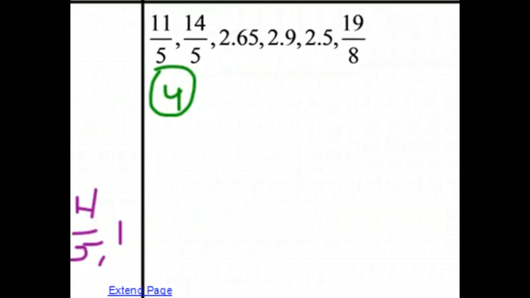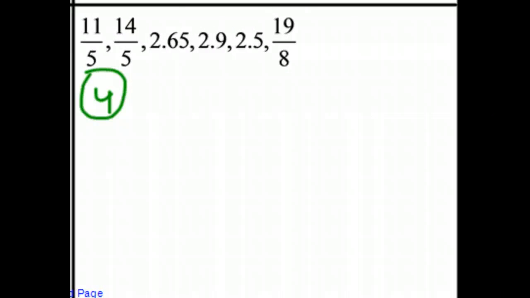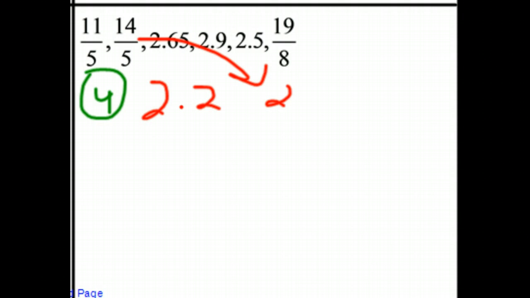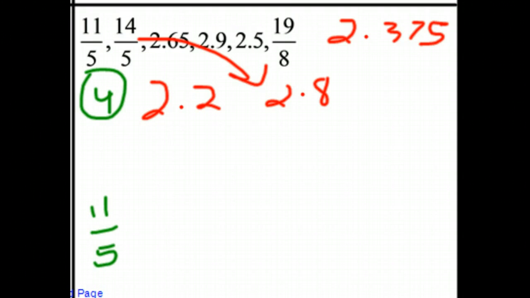Now finally for number 4, we don't have any integers here to order, just fractions and decimals, and you can convert them in whatever order you want to. I'm going to stick to the decimals because I know the fifths. 11/5 is 2.2. 14/5 is 2.8. And 19/8 is 2 3/8, so 2.375. Which gives us an ordering then of our lowest being 11/5. Next would be 19/8.